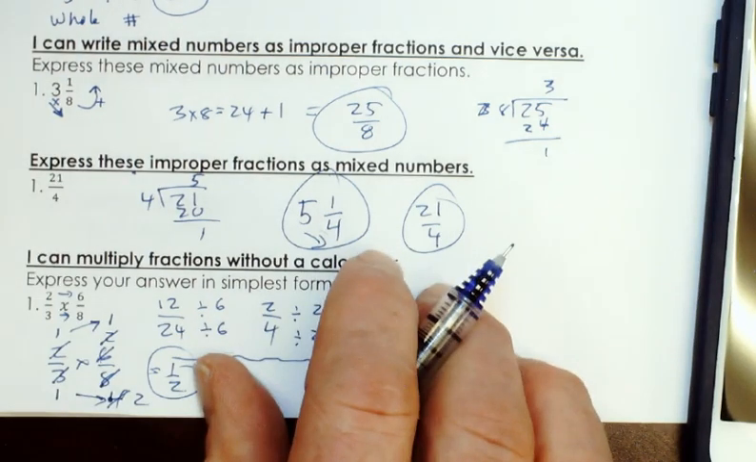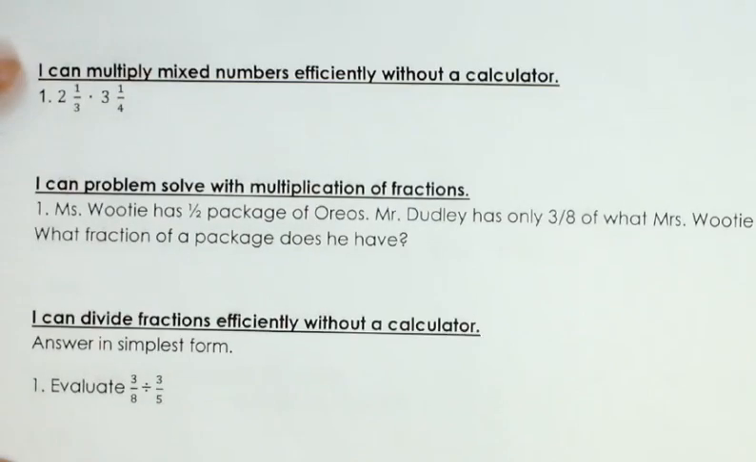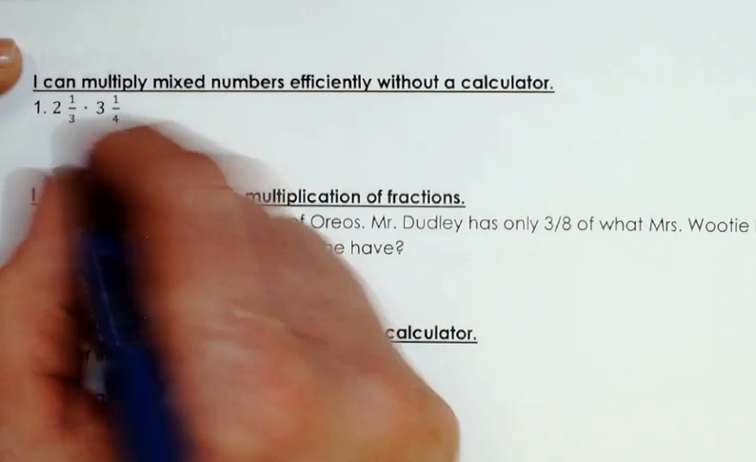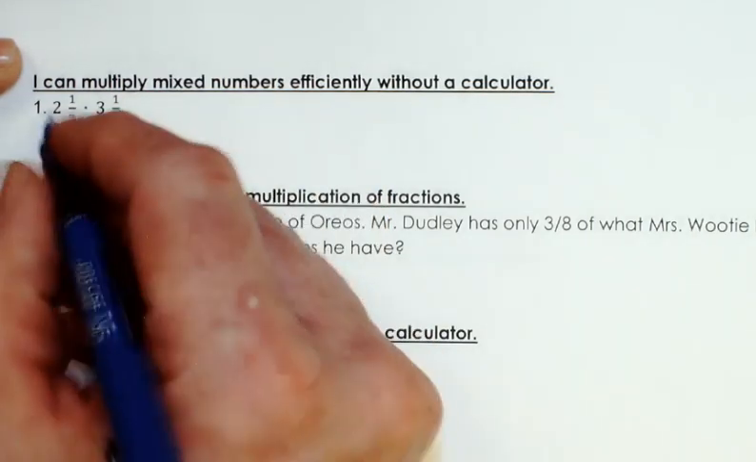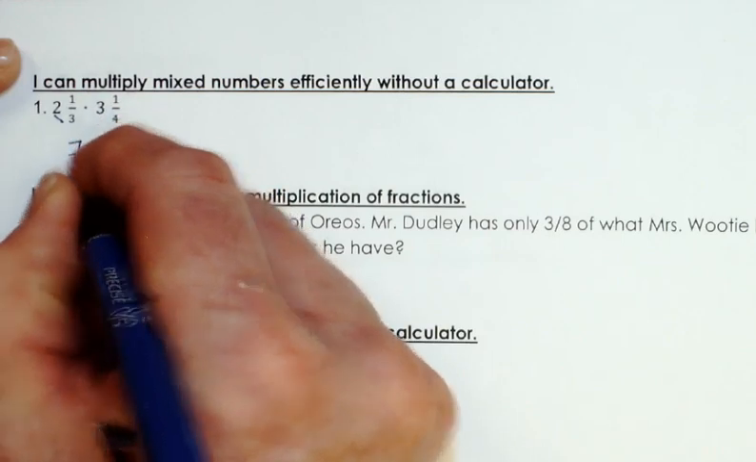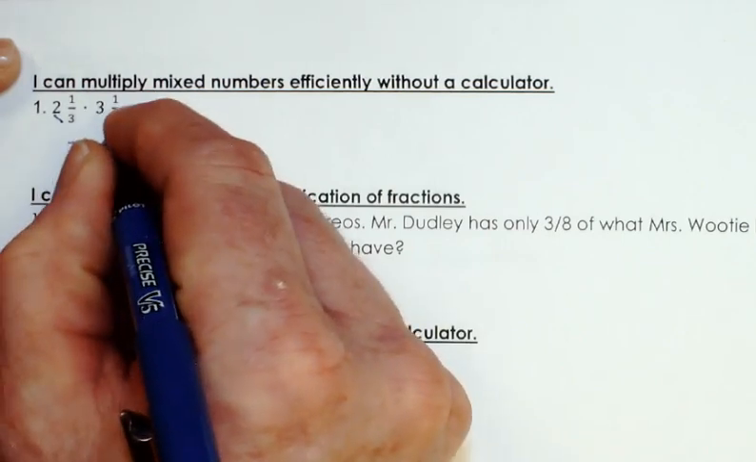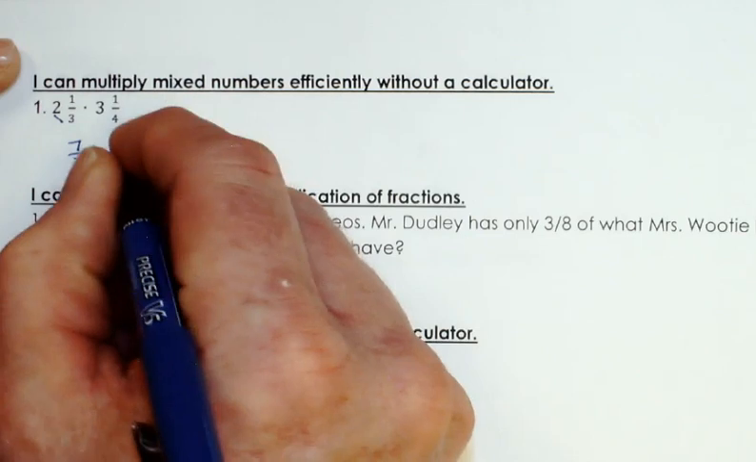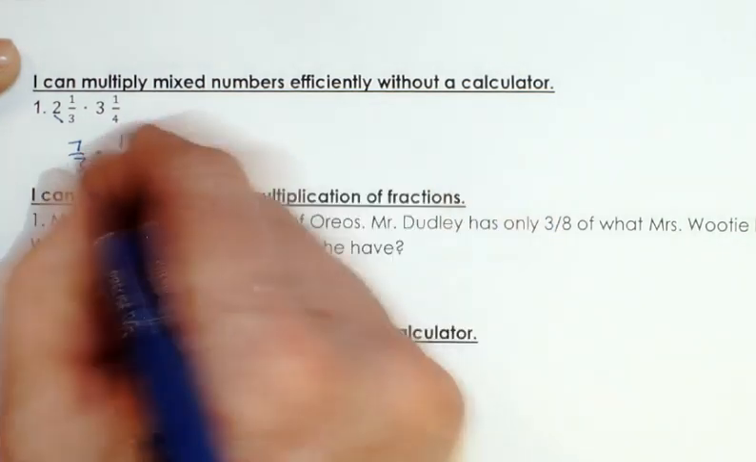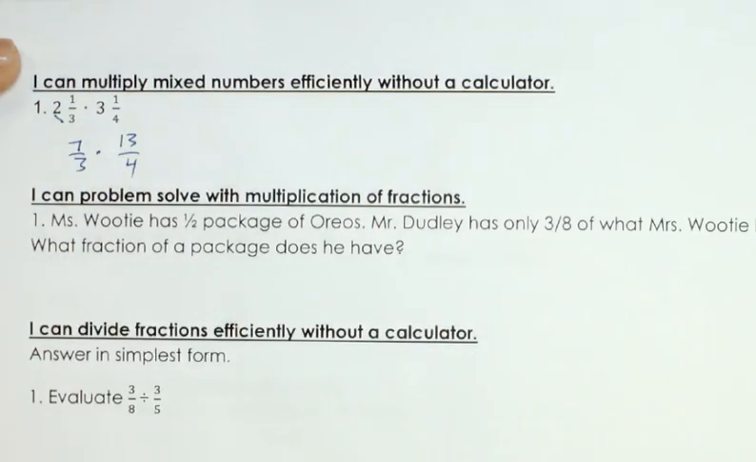All right, let's keep it rolling. I can multiply mixed numbers without a calculator. All right, here we go. To multiply these, you really have to make them into improper fractions. So 2 times 3 is 6 plus 1. So I've renamed this as 7/3. I'm going to multiply that times 3 times 4 is 12 plus 1 is 13/4. All right, look to my cross products. I can't really reduce anything.